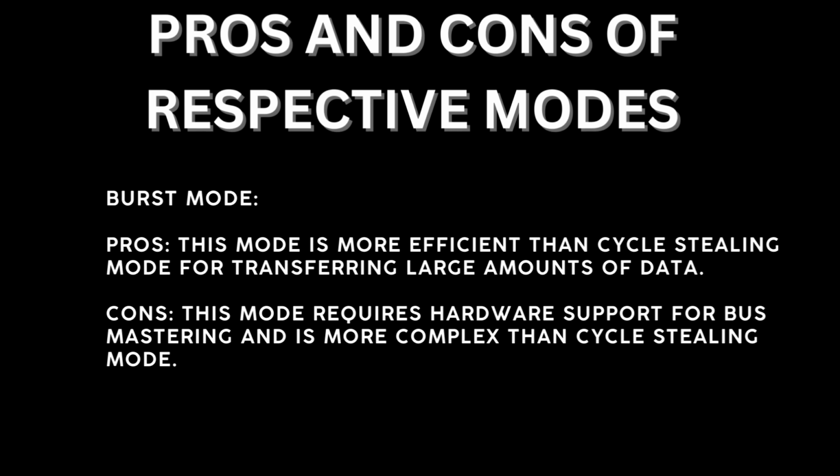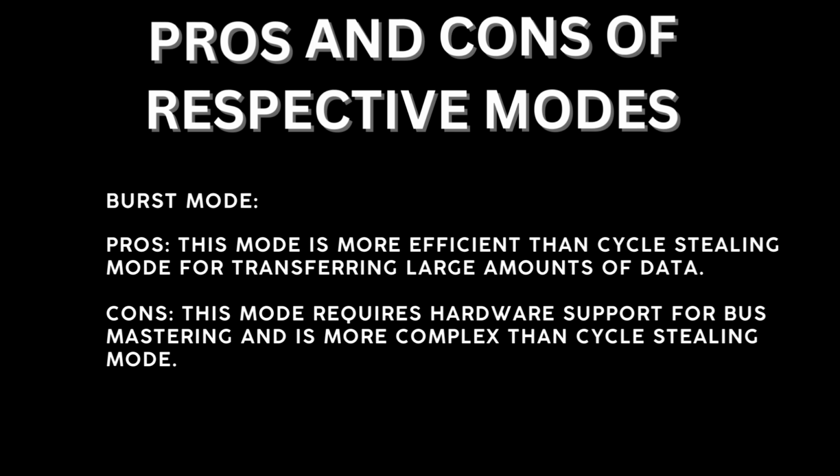The second is burst mode. Pros: this mode is more efficient than cycle stealing mode for transferring large amounts of data. Cons: this mode requires hardware support for bus mastering and is more complex than cycle stealing mode.